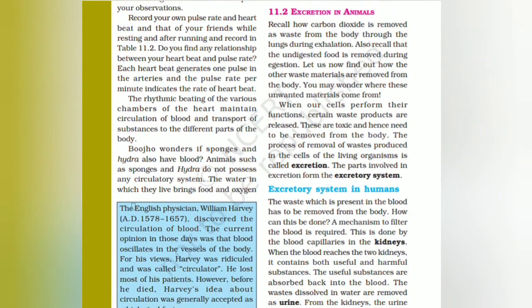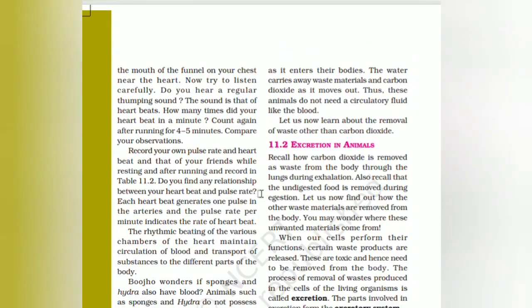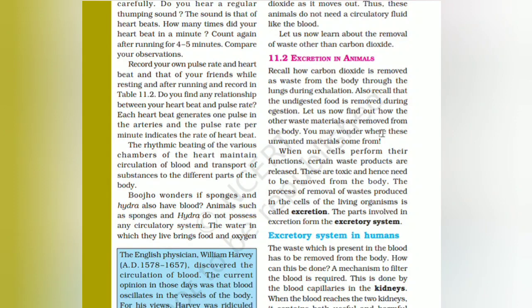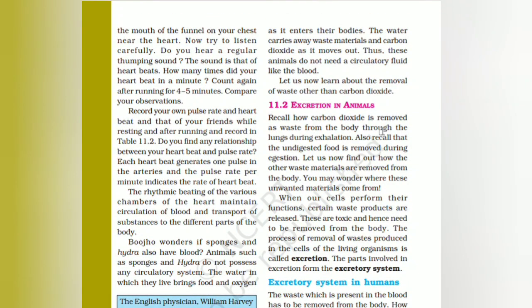Boom wonders if sponges and hydra also have blood. Animals such as sponges and hydra do not possess any circulatory system. The water in which they live brings food and oxygen as it enters their bodies. As it moves out, the water carries away waste materials and carbon dioxide. Thus, these animals do not need a circulatory fluid like blood.